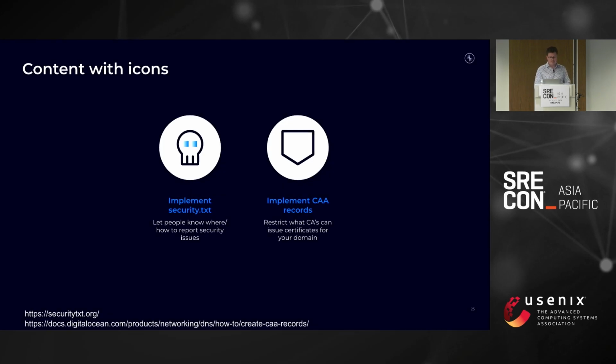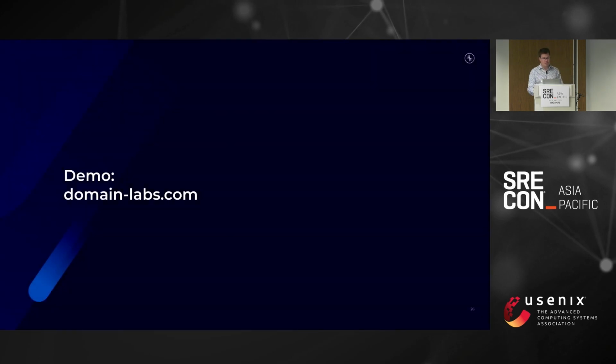Quickly, some other best practices: implementing security.txt. This is a new RFC, which is a text file on a web server, which says, here's how you go and report security vulnerabilities, here's the policy, and here's where we advertise security jobs. And also implementing CAA records. All right, I've got a couple of minutes left, so let's jump to a demo.